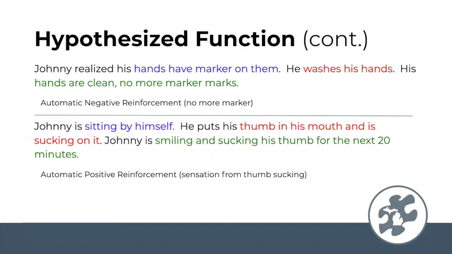And in our last example here, Johnny is sitting by himself. He puts his thumb in his mouth and is sucking on it. Johnny is smiling and sucking his thumb for the next 20 minutes. Hypothesized function, automatic positive reinforcement. The sensation from sucking his thumb. Automatic because no one else is in the environment. He can engage in this target behavior on his own. Positive because he's receiving sensory input. And reinforcement because the next time he wants to feel that sensation on his thumb or in his mouth, he's very likely to engage in this thumb sucking behavior.